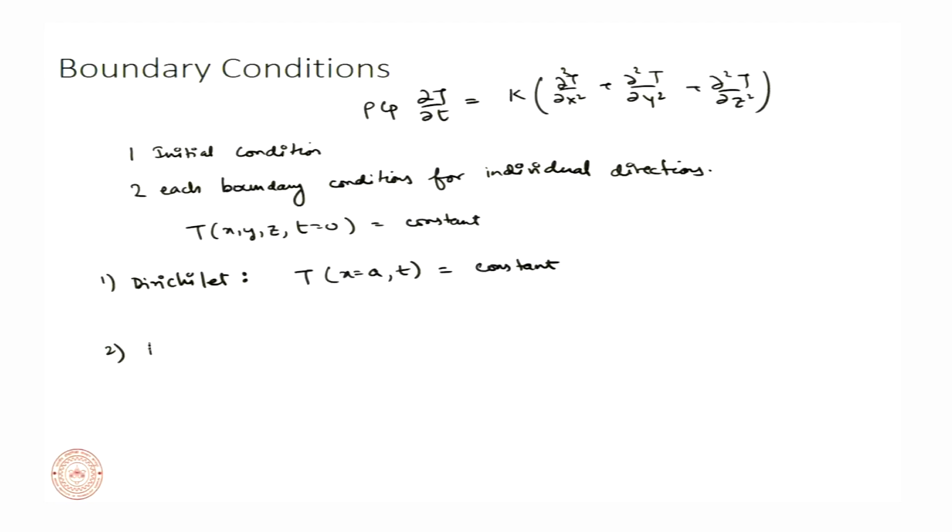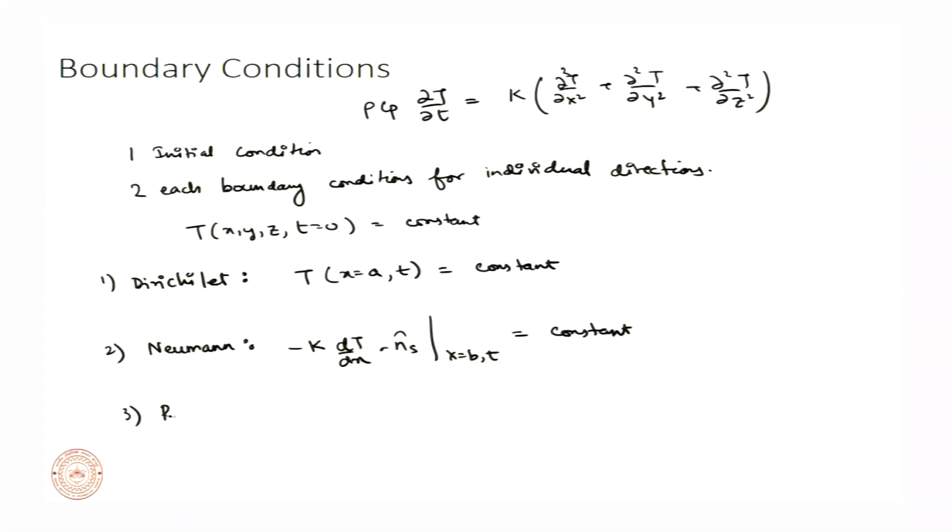Second is called a Neumann condition. In the Neumann condition, the flux is fixed. So minus k dT by dx dot with the surface normal at x equals b and time t is a constant. So you can have fixed flux. Say you have a fixed heat being transferred through a given surface. If you know the heat flux or the heat transfer from the surface and it's a constant value, in that case it's a Neumann type boundary condition.